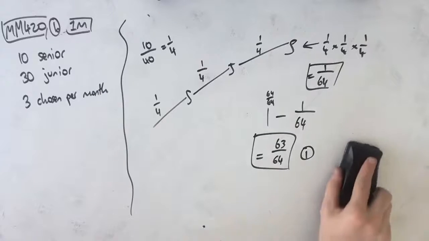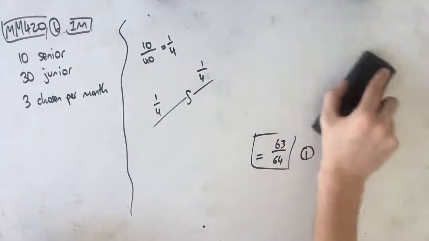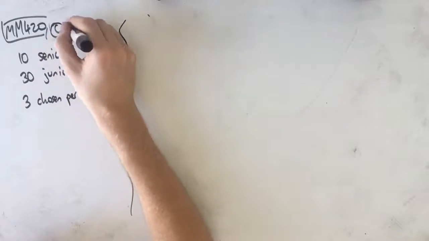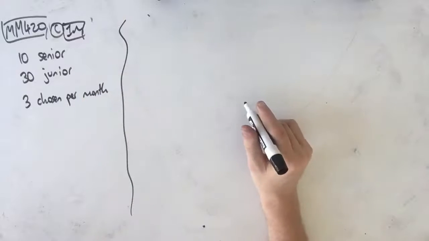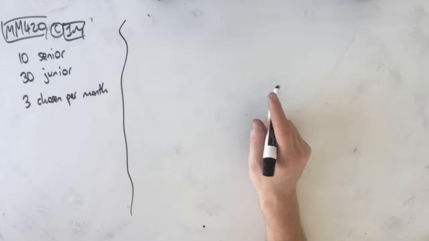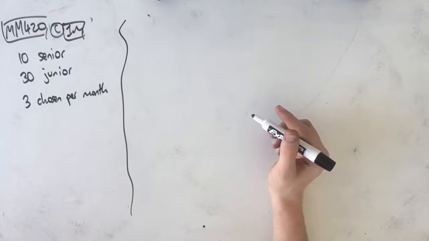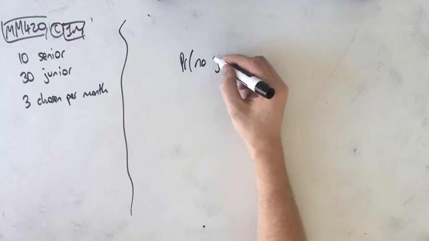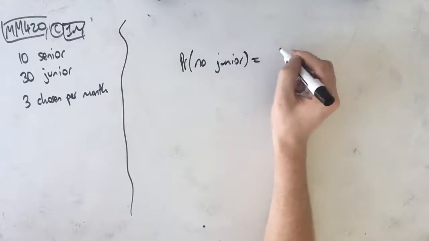Part C is, again, also a 1 mark question, and says, what is the probability that no junior staff are selected for 6 months in a row? Give your answer in the form a to the power of b, where a and b are real constants. Cool. Well, in 1 month, we found that the probability of not picking a junior was 1 on 64.